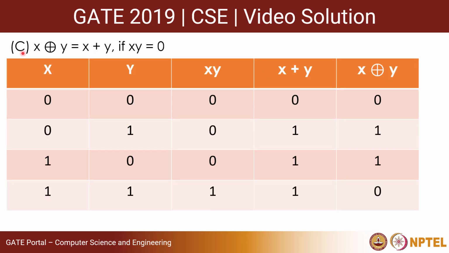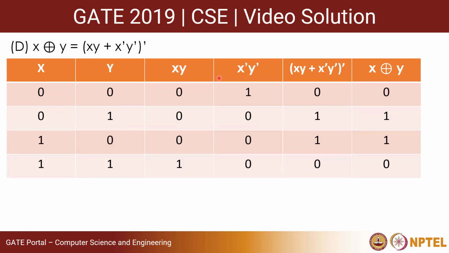C says X or Y is X plus Y if XY is equal to 0. So if XY is equal to 0, which is X and Y is equal to 0, then X or Y, which is 0, 1, 1, will be equal to X plus Y, which is 0, 1, 1. So it is correct. This identity is correct.